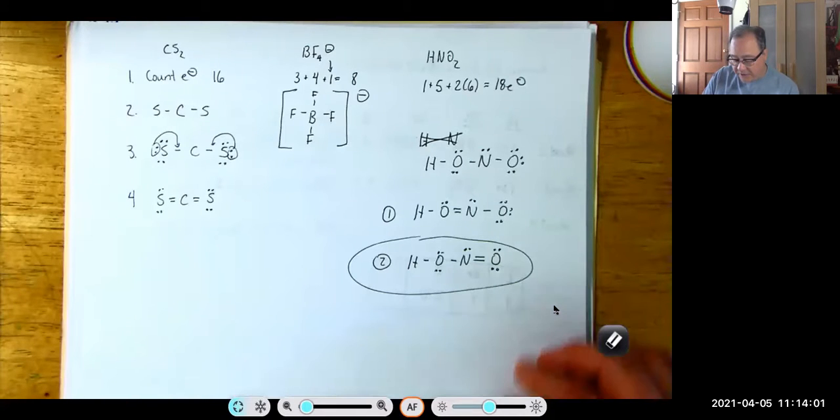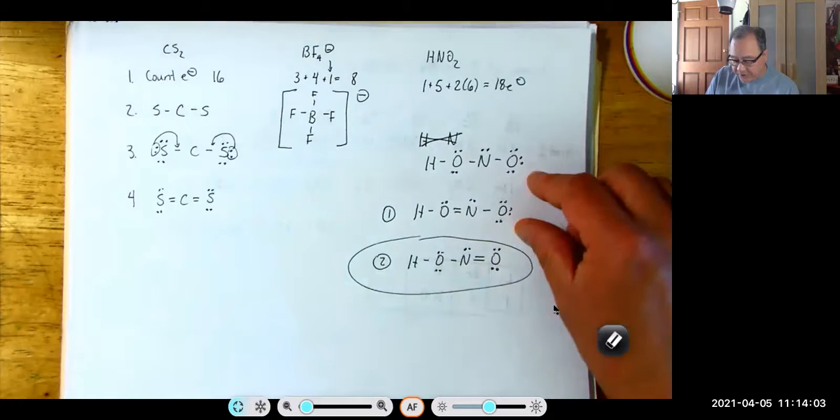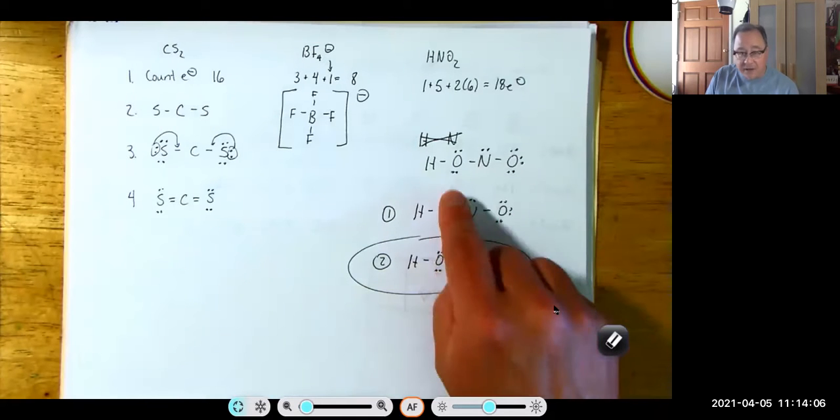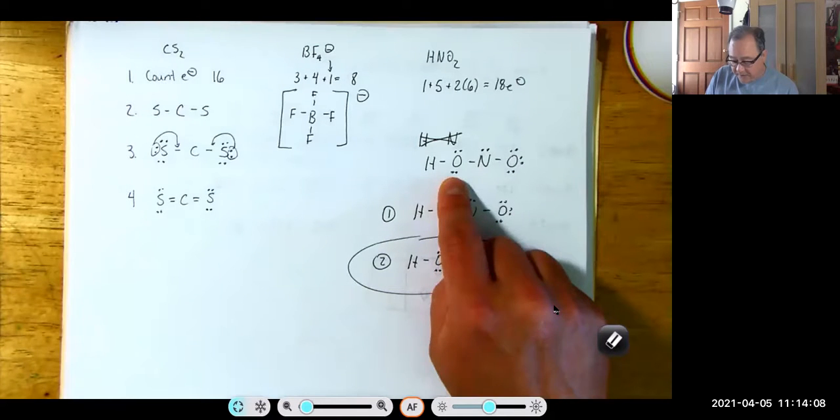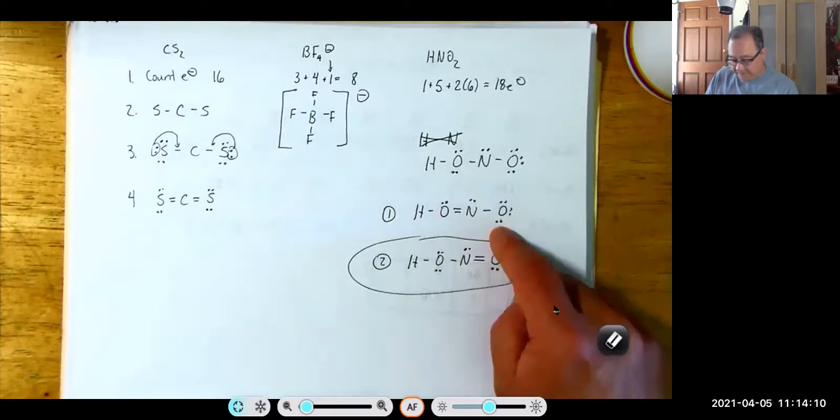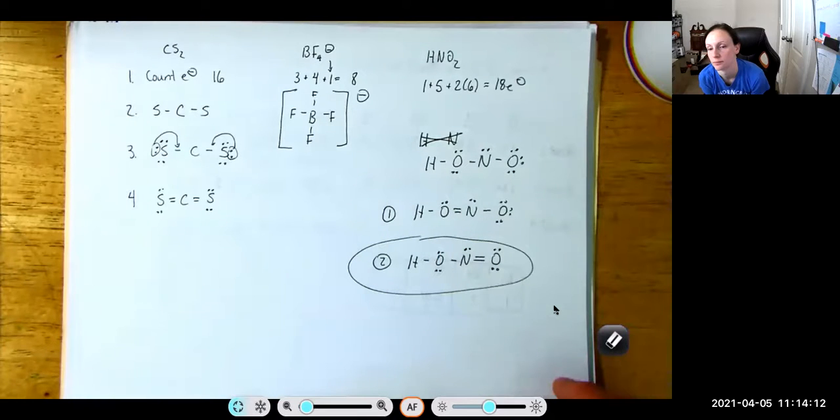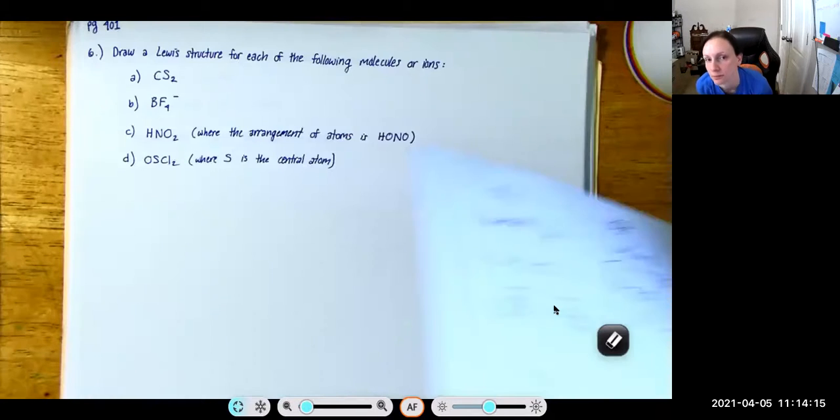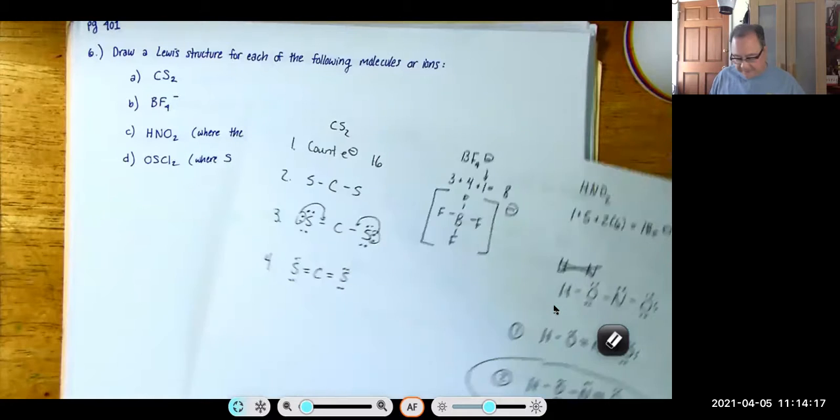So the way we got to these 2 choices was, in this choice, I took this pair of electrons and made a bond. In this choice, I took this pair of electrons and made a bond. Okay, I think we might as well do D.